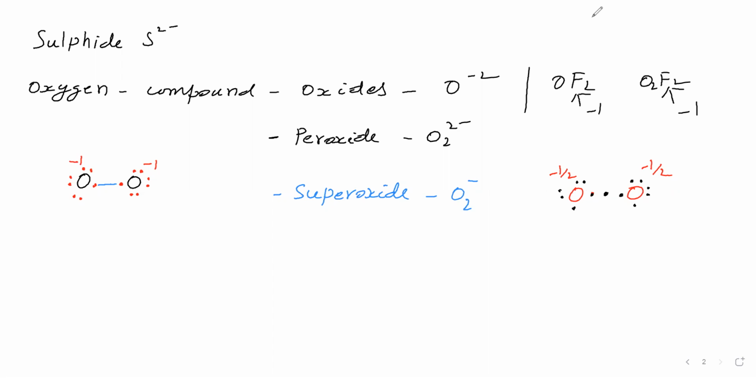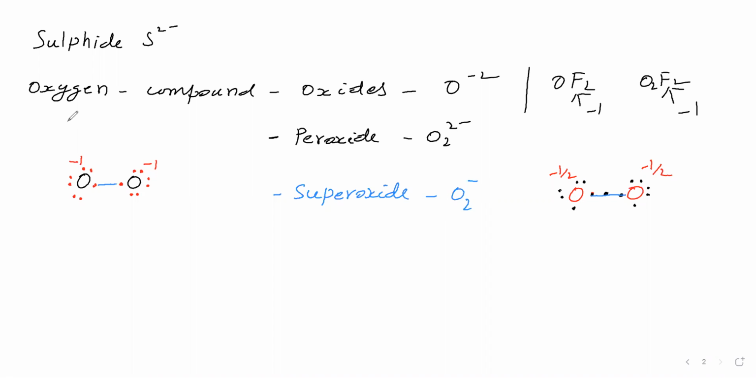Then we give the bond like this. It is the superoxide ion. In this superoxide ion, this oxygen carries -1/2 charge and this oxygen also carries -1/2 charge. So the oxidation number of each is -1/2. Like that we can say.